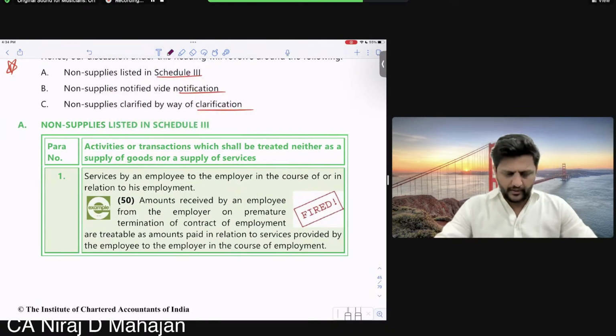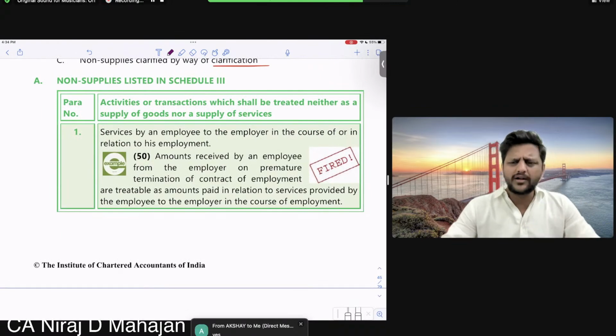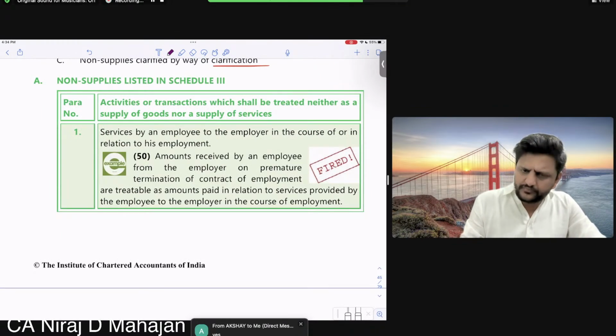Chalo, let's check. Non-supplies listed in Schedule 3. Activities, bachu, which are neither goods nor services. Okay? Even your message I can see.